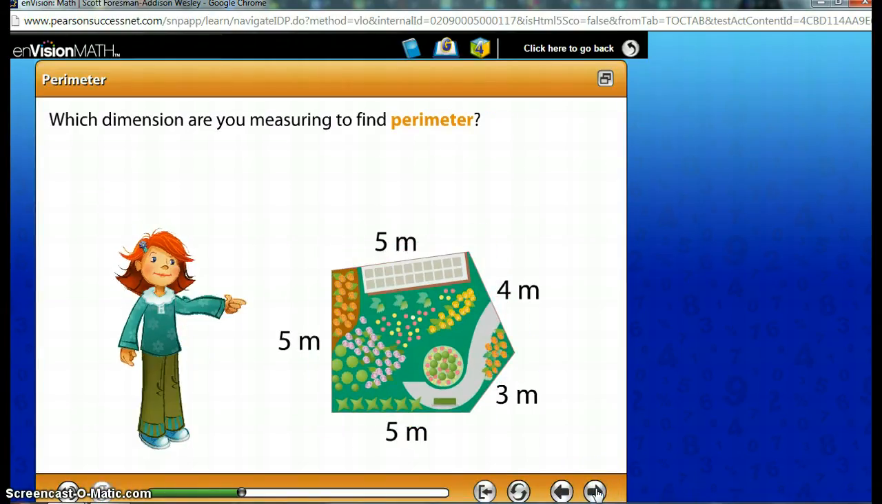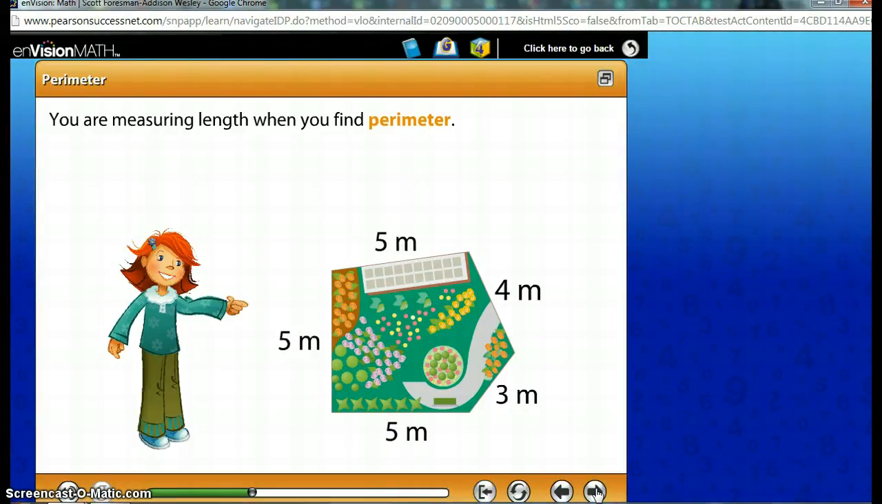Which dimension are you measuring to find perimeter? You know what they mean by that? What do you think they mean, Bella? 2D, that's it. When you think of dimension, there's 3-dimensional and 2-dimensional figures. We'll see what they say here. You are measuring length when you find perimeter. So when they're referring to dimension, they were just referring to length, width, height, and in this case, we're just measuring the dimension of length.